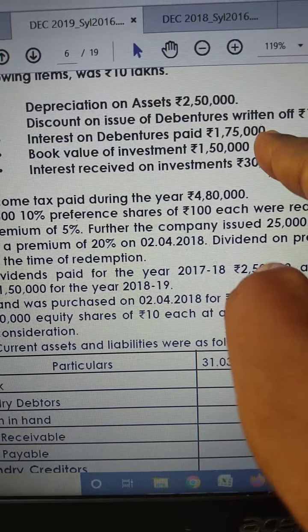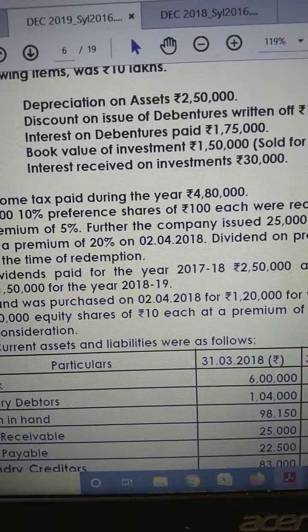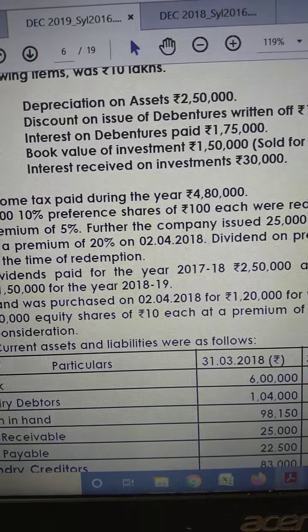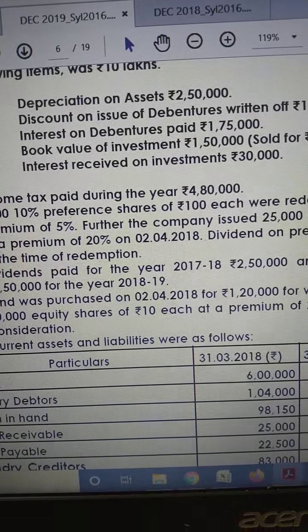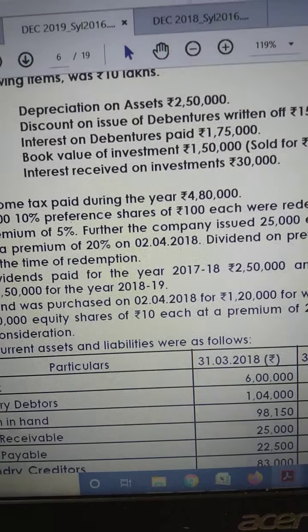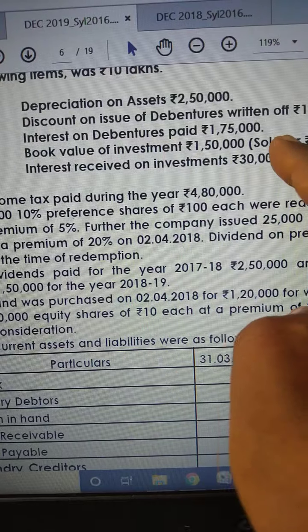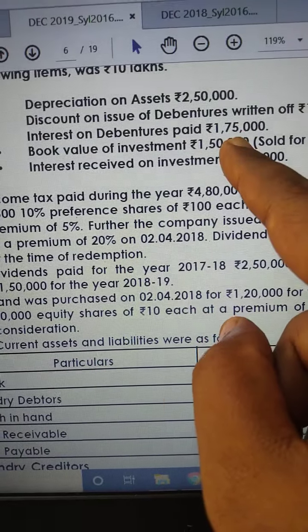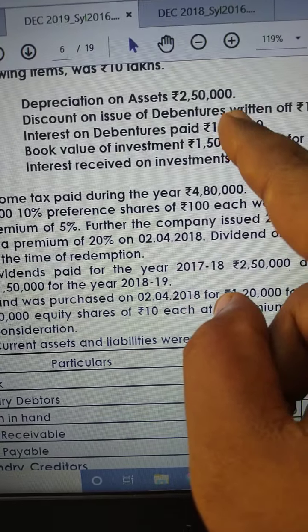When will you pay interest? When you borrow money, you will pay interest. If you borrow money, then what is the nature of the activity? It is a financing activity, fund arrangement. So this interest is a financing activity, not an operating activity. So we have to do some adjustment.